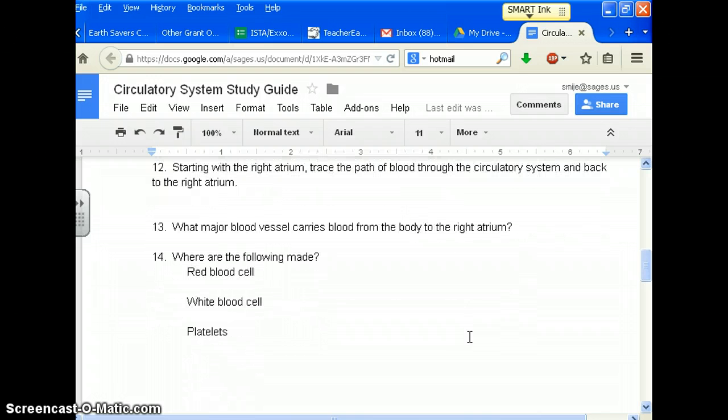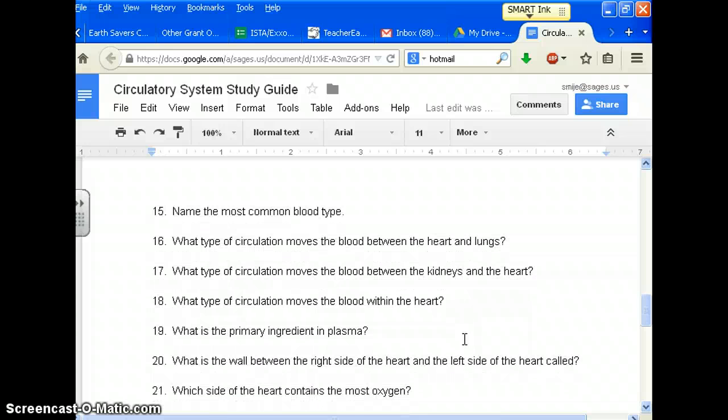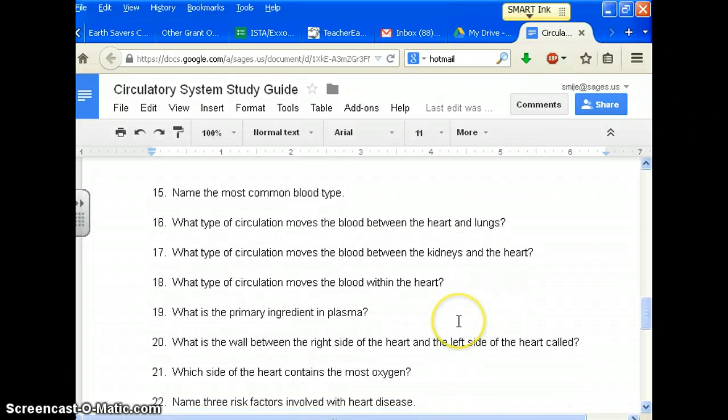Red blood cells, white blood cells, and platelets are all manufactured in bone marrow. The most common blood type is O positive specifically. The type of circulation that moves blood between the heart and lungs is pulmonary. The type of circulation that moves blood between the kidneys and the heart is renal. And the type of circulation that moves blood within the heart is coronary.